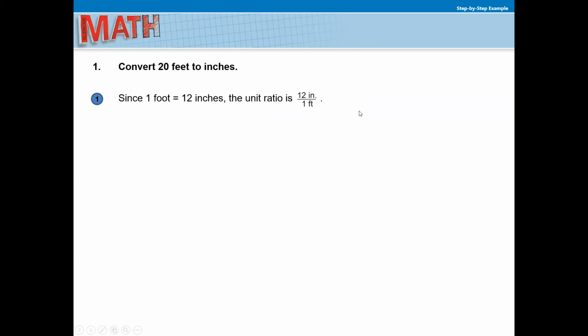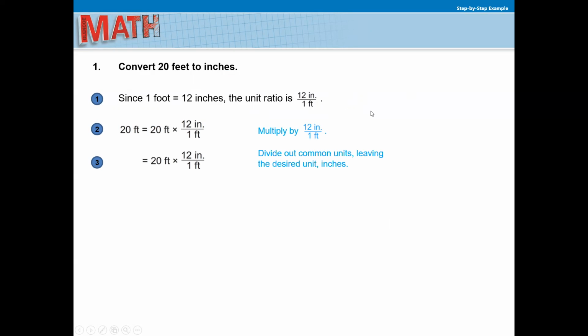Remember when we worked on rate? 20 feet equals 20 feet times 12 inches per foot. Multiply 12 inches per foot times 20. We put the 12 over 1. Divide out common units. Okay, so the feet over the feet, they cancel each other out. Our final answer will be in inches. Multiply 20 times 12, and we get 240 inches. So 20 feet equals 240 inches.